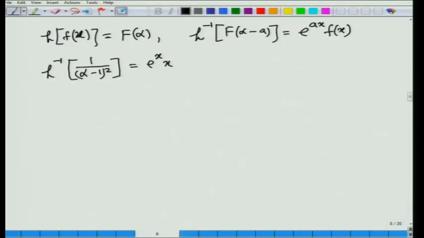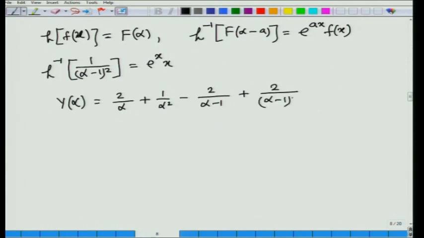So, L inverse of 1 by (L minus 1) whole square is equal to x e to the power x. So, therefore, from Y(alpha) is equal to 2 by alpha plus 1 by alpha square minus 2 by (alpha minus 1) plus 2 by (alpha minus 1) whole square.